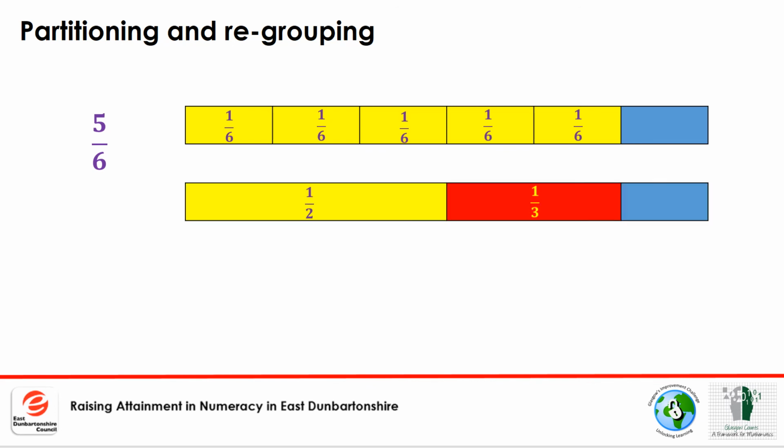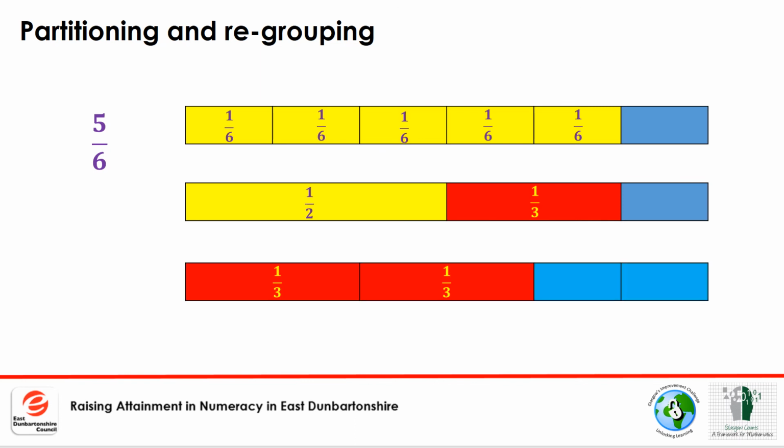Well, I know that 3/6 is the same as a half. 2/6 is the same as a third. So 5/6 can also be a half plus a third. So it could. What else could it be? And again, it's just seeing what your learners come back to you with. Okay. Well, actually, now we're talking about thirds. I know that 2/6 is a third. It could be 2/3 plus a sixth.